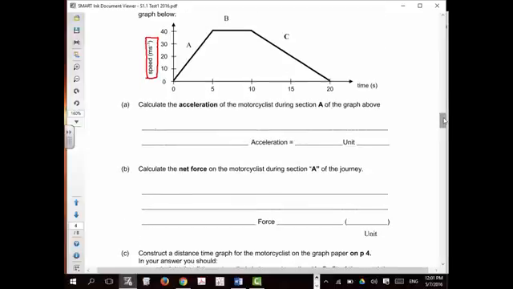Okay, so we know that a is equal to the change in speed over the change in time. In this case, the speed changed from 0 to 40, so the change in speed is 40. And the change in time was from 0 to 5 seconds, so that change took 5 seconds. So the acceleration here is 8 meters per second squared.